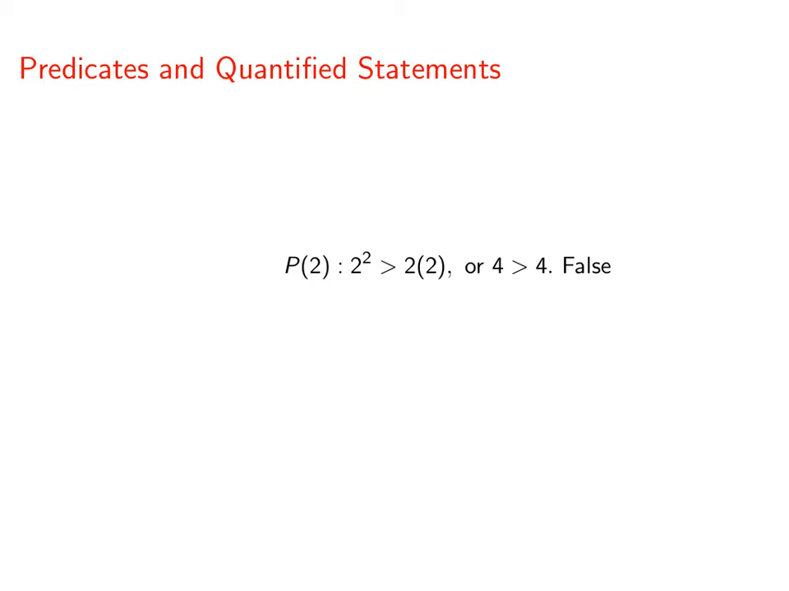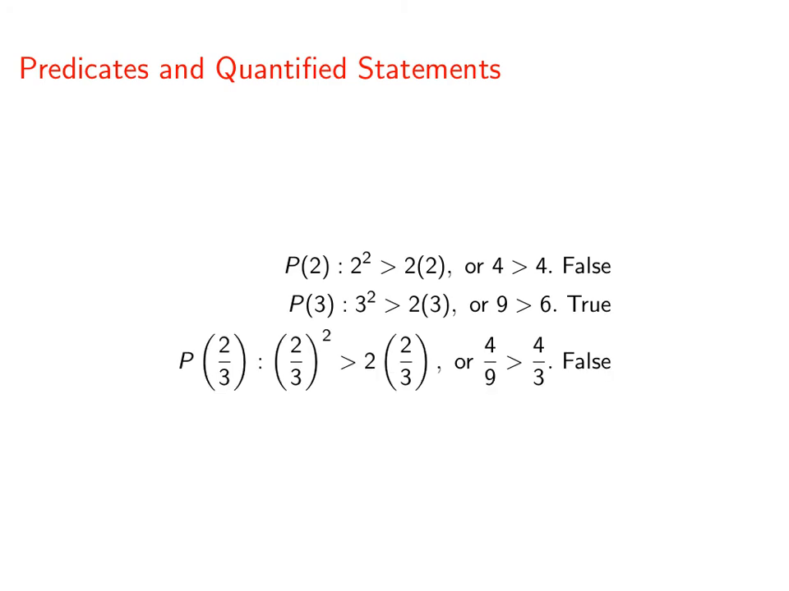Okay, so let's see what happens when we plug in 2. Then we get the statement 2 squared is bigger than 2 times 2, which is the same thing as writing 4 is bigger than 4. That's false. If we plug in 3, then we get 3 squared is bigger than 2 times 3. That's the same thing as saying 9 is greater than 6. That's true.